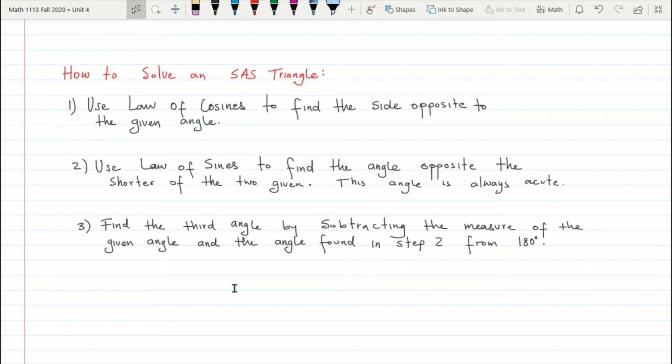Then you're going to use the law of sines to find the angle opposite of the shorter of the two given sides, because that's always going to be an acute angle. Then you at least can expect the angle to be small. Then you're left with finding the third angle, and you're going to do that by subtracting the measure of the given angle and the one you found previously from 180, right? Because all three angles have to add up to 180.